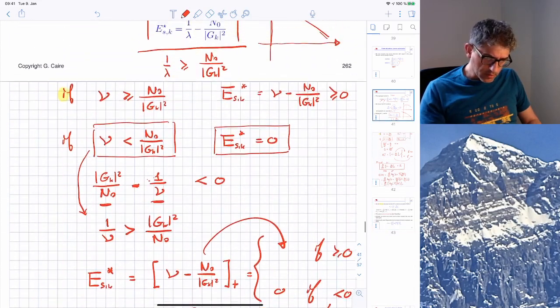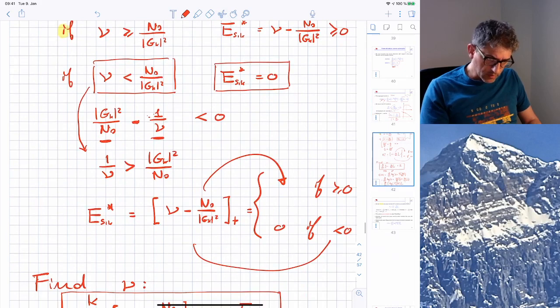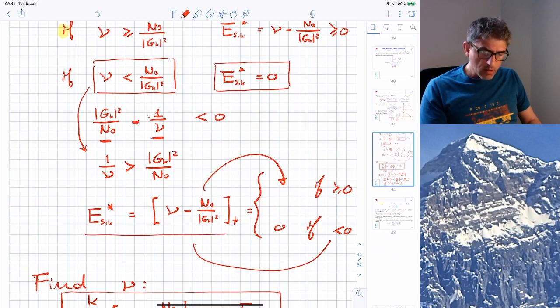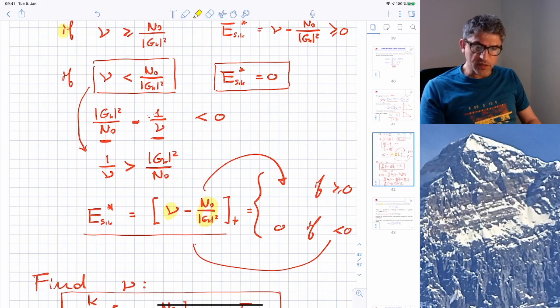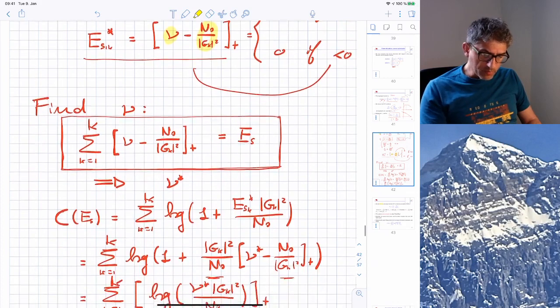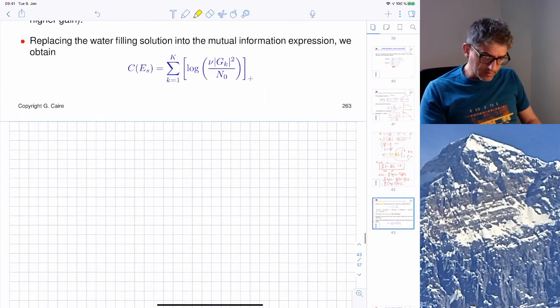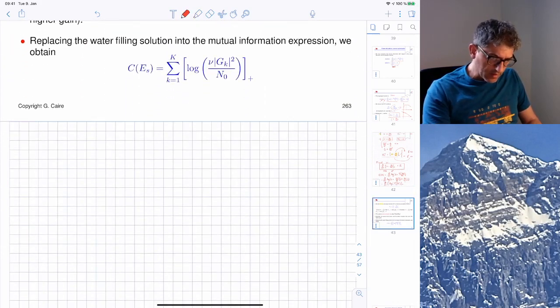Look at this equation. Here, this equation. We are comparing the levels n0 divided by g squared with a single level nu. And basically the energy is going to be this difference when this is positive and 0 when the difference is negative. So in principle, the picture can be as follows.